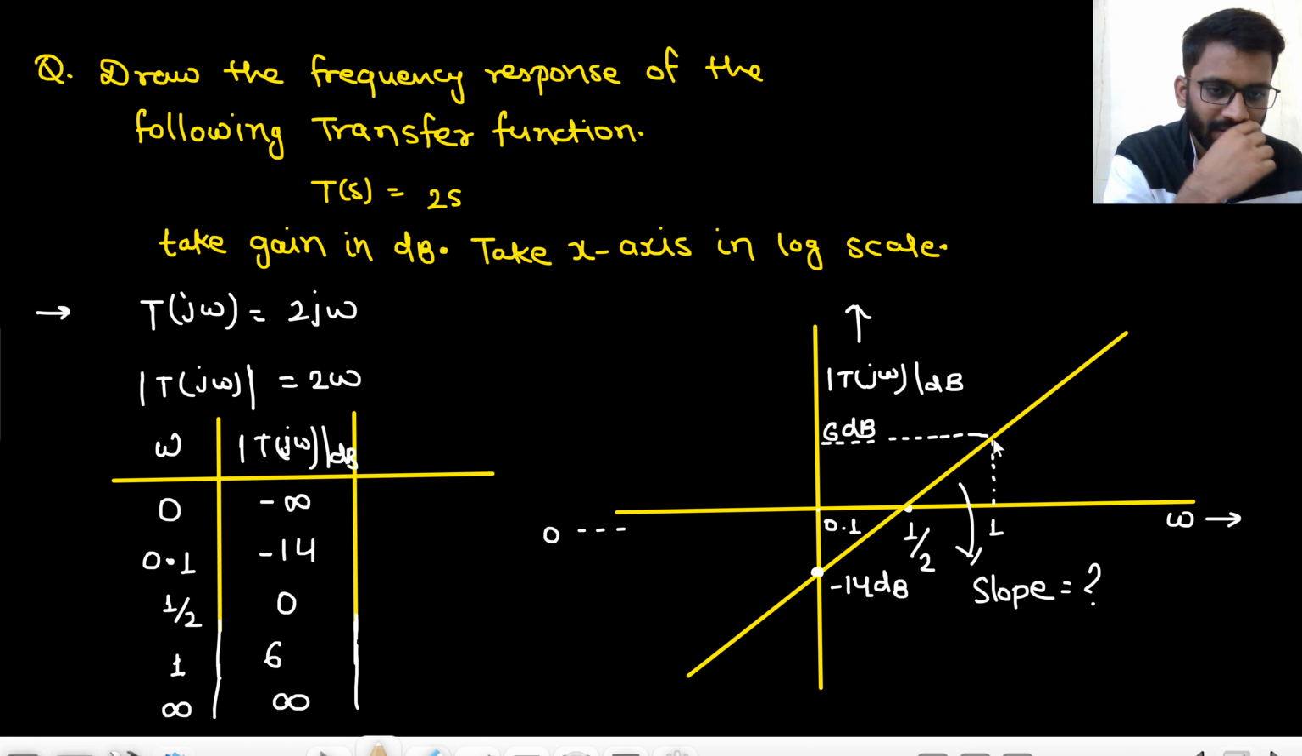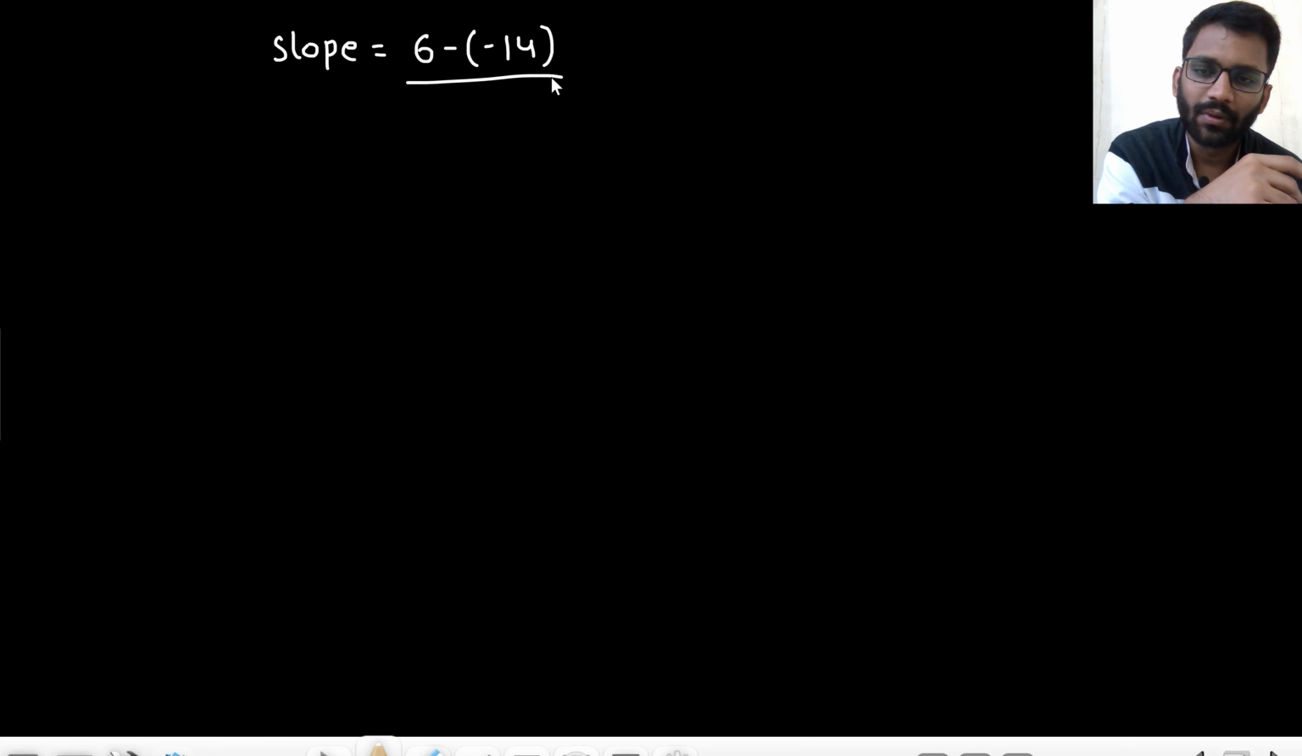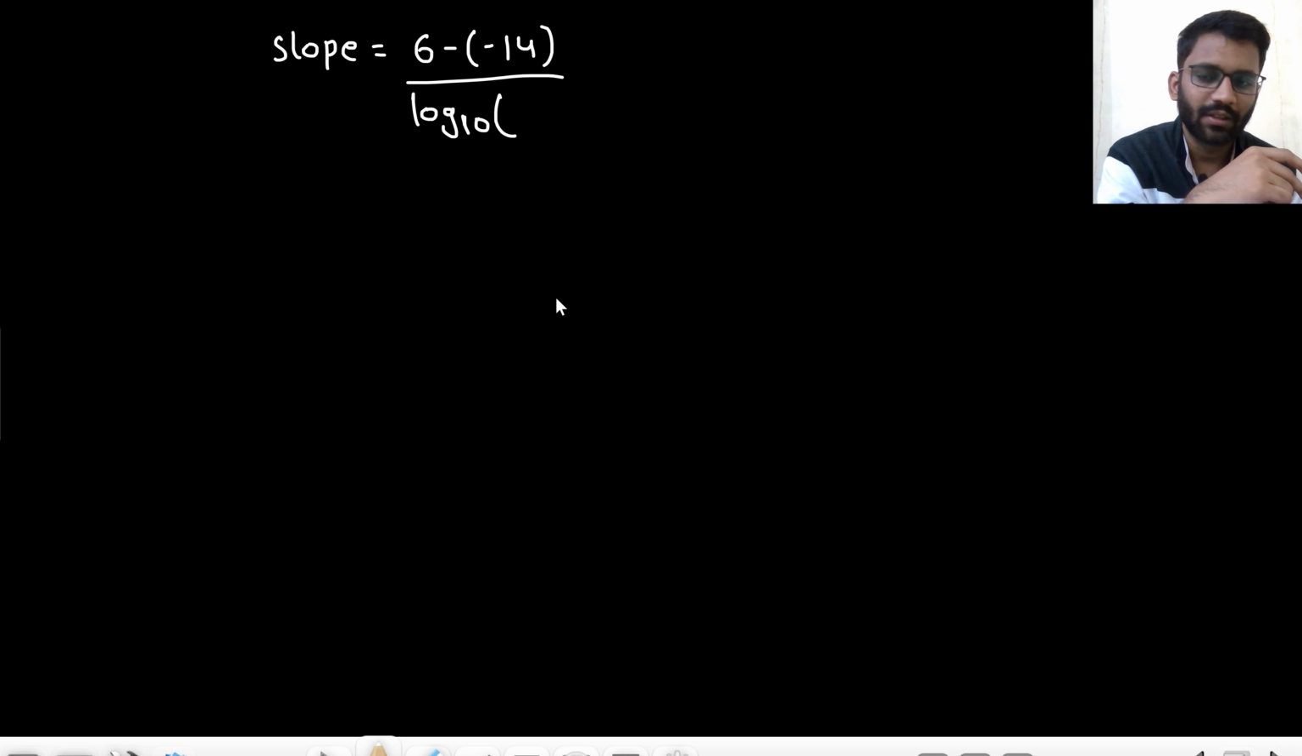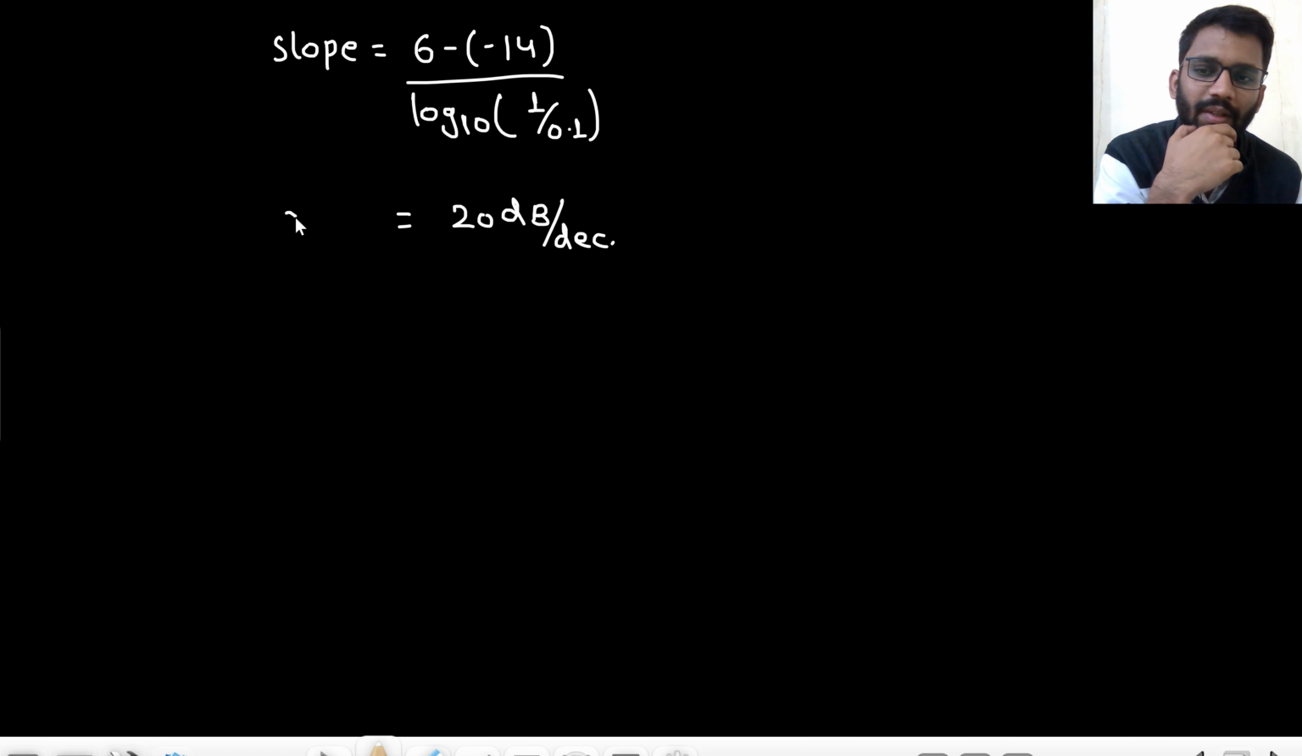Okay, so the slope will be, we can take any 2 points on the line, we will take 6 dB and minus 14. So my y2 is 6 and my y1 is minus 14. 6 minus of minus 14 upon log, what is my x2? X2 is 1. What is my x1? That is 0.1. So log of 1/0.1. Basically, 20 dB per decade. The slope I am getting is 20 dB per decade.